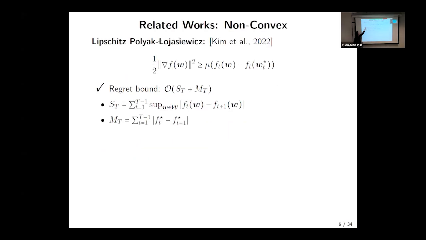And then another one is Polyak-Łojasiewicz, by Kim's work, and basically they have assumed some quadratic growth property, not necessarily convex, and the regret bound is in terms of the supremum of the difference of the objective function at the current time step and next time step. And NT is the cumulative loss different from the optimal loss difference from the next time step.